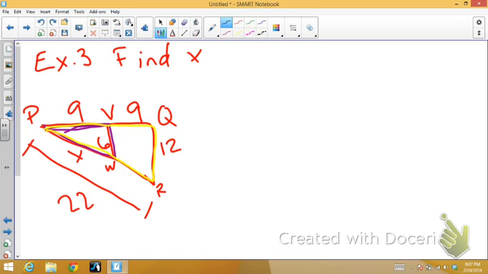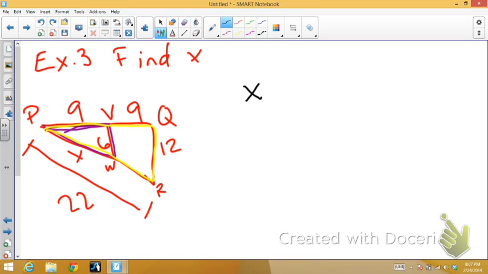So we know we can set up a proportion, but we have to decide what corresponds with what. We know we have to pick the letter X. It's got to be used. Looking at the letter X, it's the side of the purple triangle that's on the bottom left side. It looks like a hypotenuse almost to me.